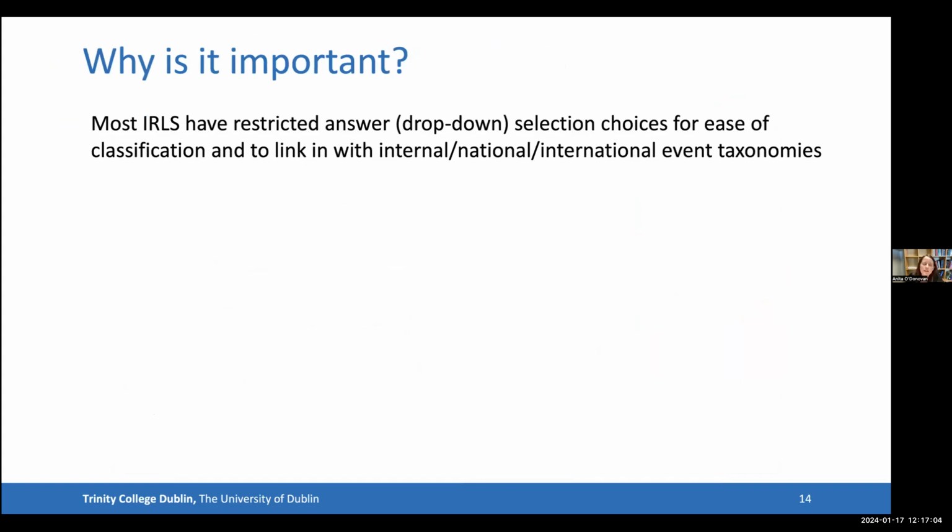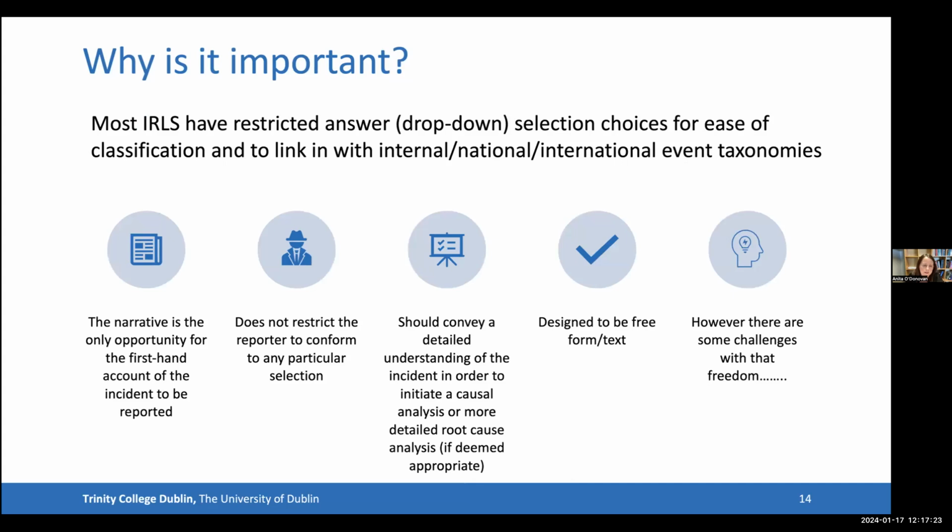So why is it important? So most incident reporting and learning systems have restricted options in terms of the choices, and that's important, obviously, for the taxonomy in internal reporting systems or national or international systems, and it's important for classification and for analysis afterwards. However, the narrative is really the only opportunity for a first-hand account of the incident to be reported. It doesn't restrict the reporter, and again, these guidelines are not intended to restrict to any particular format, but just to suggest content that's important.